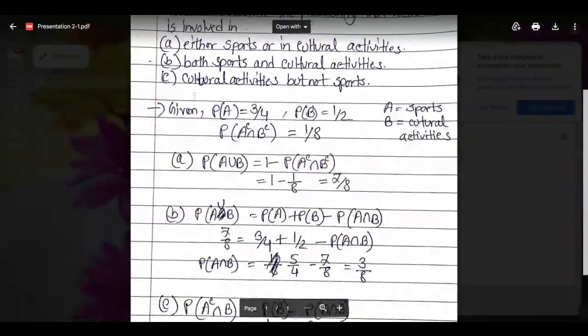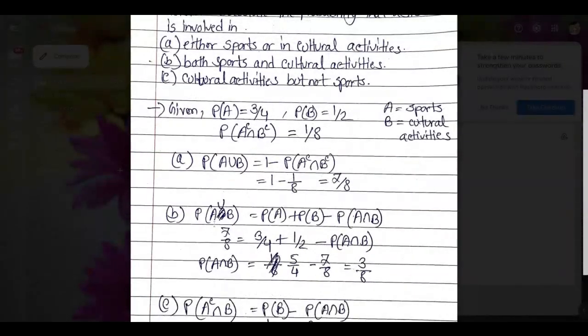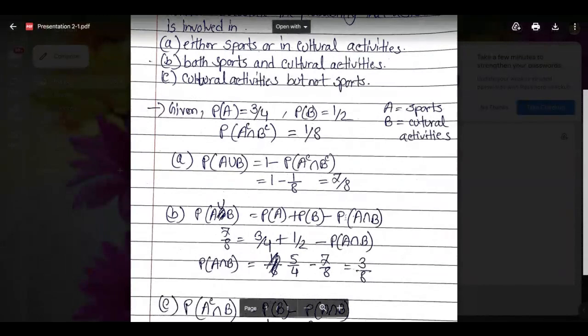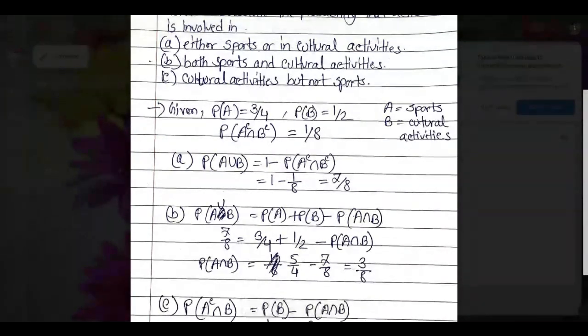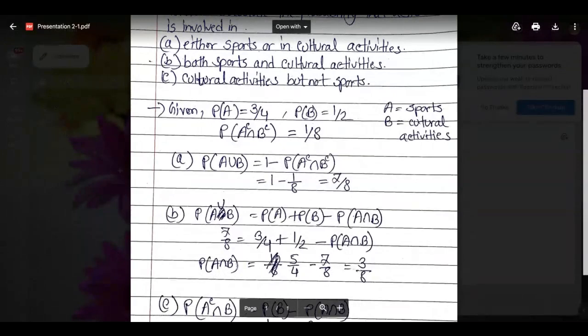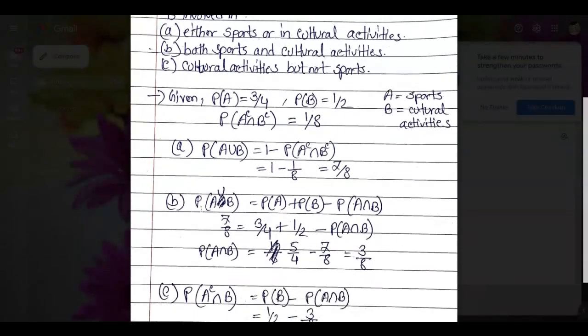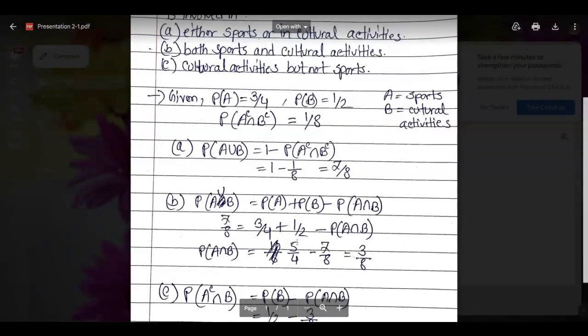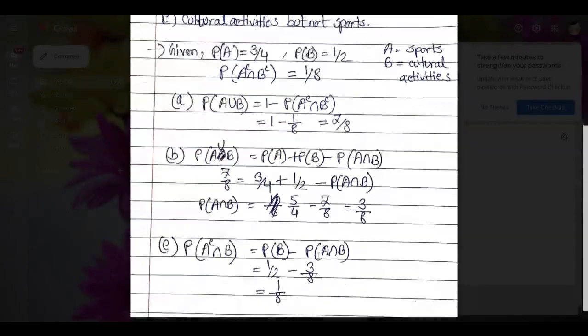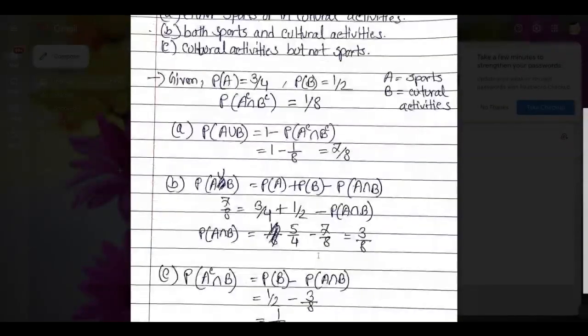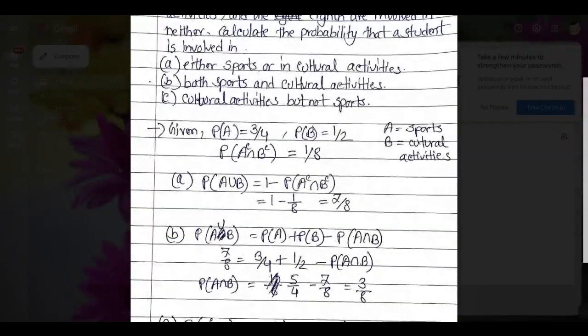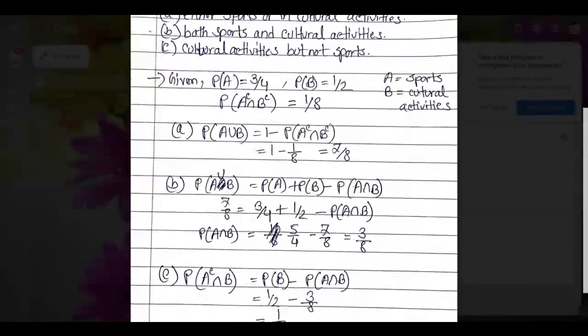And B asks for both sports and cultural activities, which is probability A intersection B. We can get that from this proposition because we already have A union B. You can use that proposition to get A intersection B. And C is the probability of cultural activities but no sports.